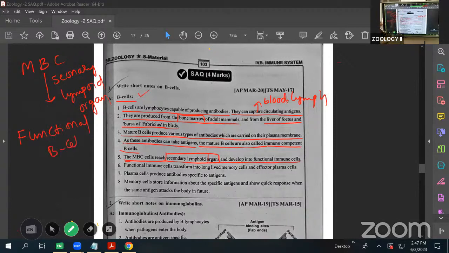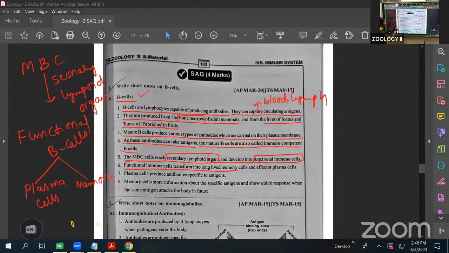The mature B cells reach the secondary lymphoid organs and develop into functional immune cells, or functional B cells. These functional immune cells transform into long-lived memory cells. These functional cells are divided into two categories. Some B cells are formed as plasma cells. Some are formed as memory cells.